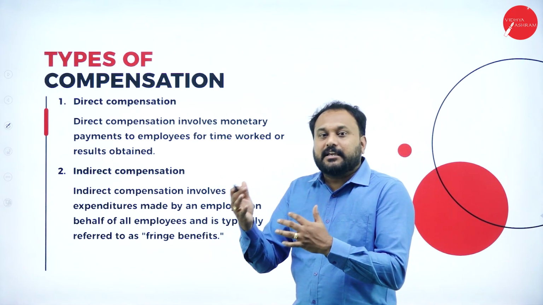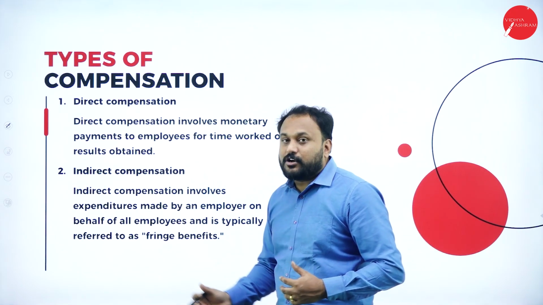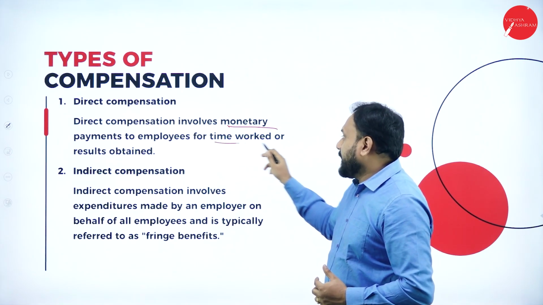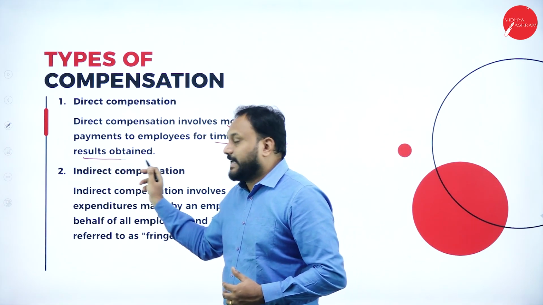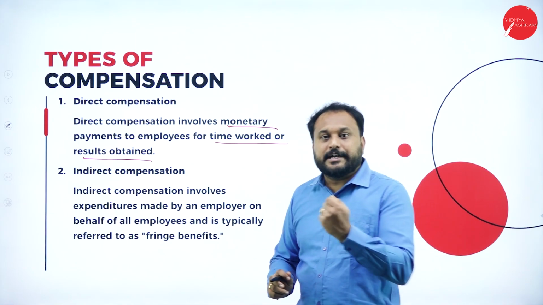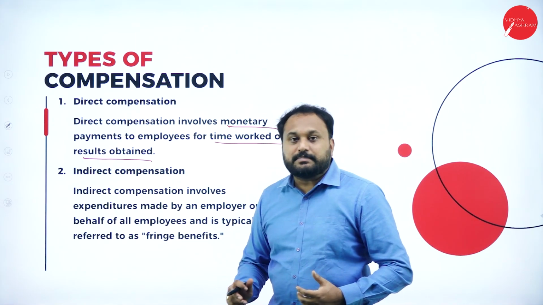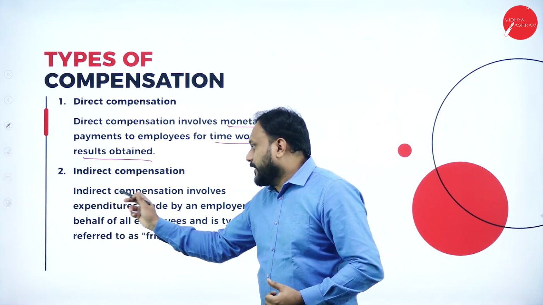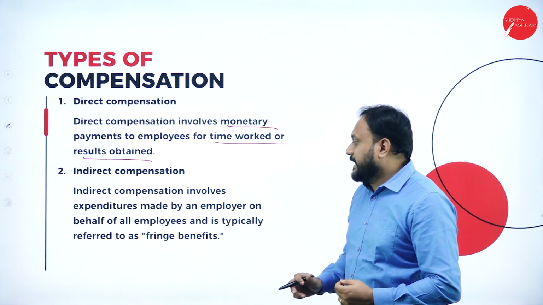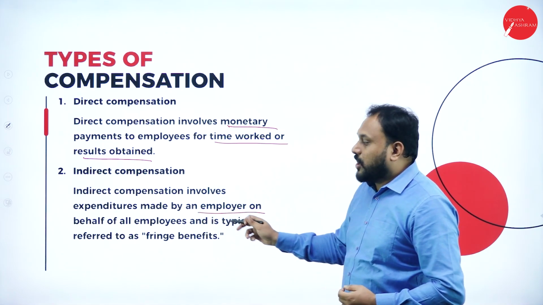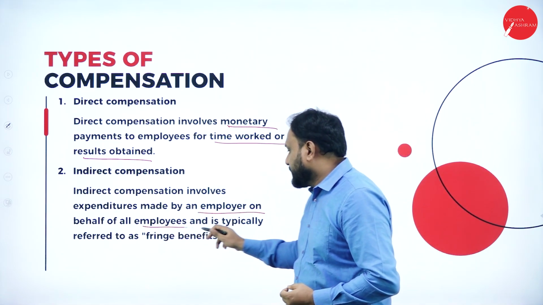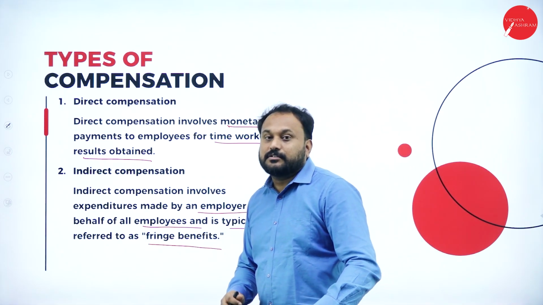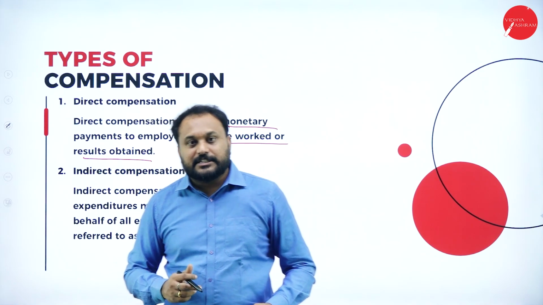Directly when they give it to you, for example, direct compensation involves monetary payments to employees for the time worked or results obtained. They'll give you monetary benefits. Indirect compensation, not money, but money's worth is what they're going to give you. So indirect compensation involves expenditure made by an employer on behalf of all the employees and is typically referred to as fringe benefits. So this is called indirect compensation.